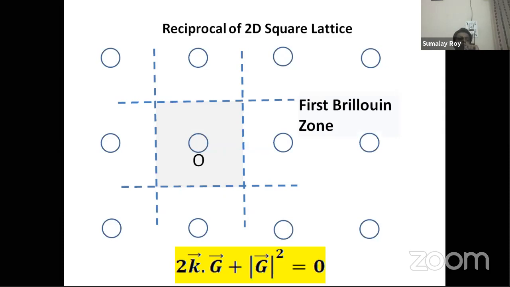So actually the first Brillouin zone, by definition, is nothing but the Wigner-Seitz cell. So the first Brillouin zone is nothing but the Wigner-Seitz cell. The definition of the first Brillouin zone is the locus of all the vectors which start from the origin and end up on the boundary of the cell. This locus is nothing but the region within the cell, and that is the Wigner-Seitz cell.